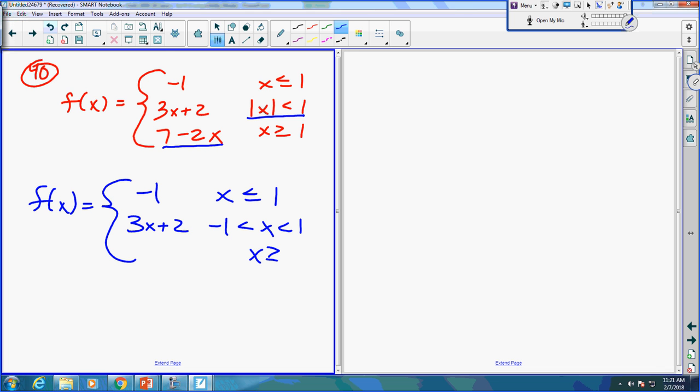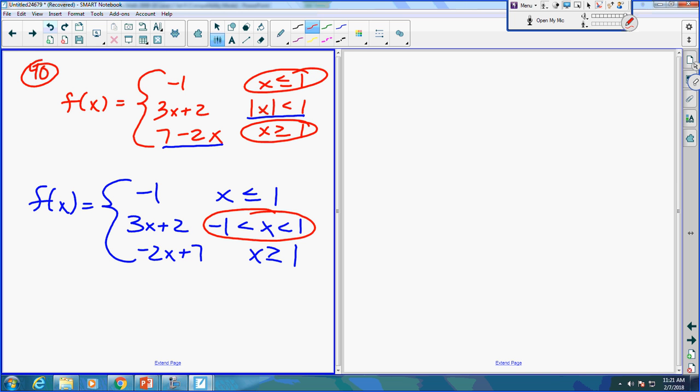And then it's x greater than or equal to 1 for -2x plus 7. And the big thing to realize here is that you probably could understand these two. Well, through thinking, you can sandwich the other interval in between.